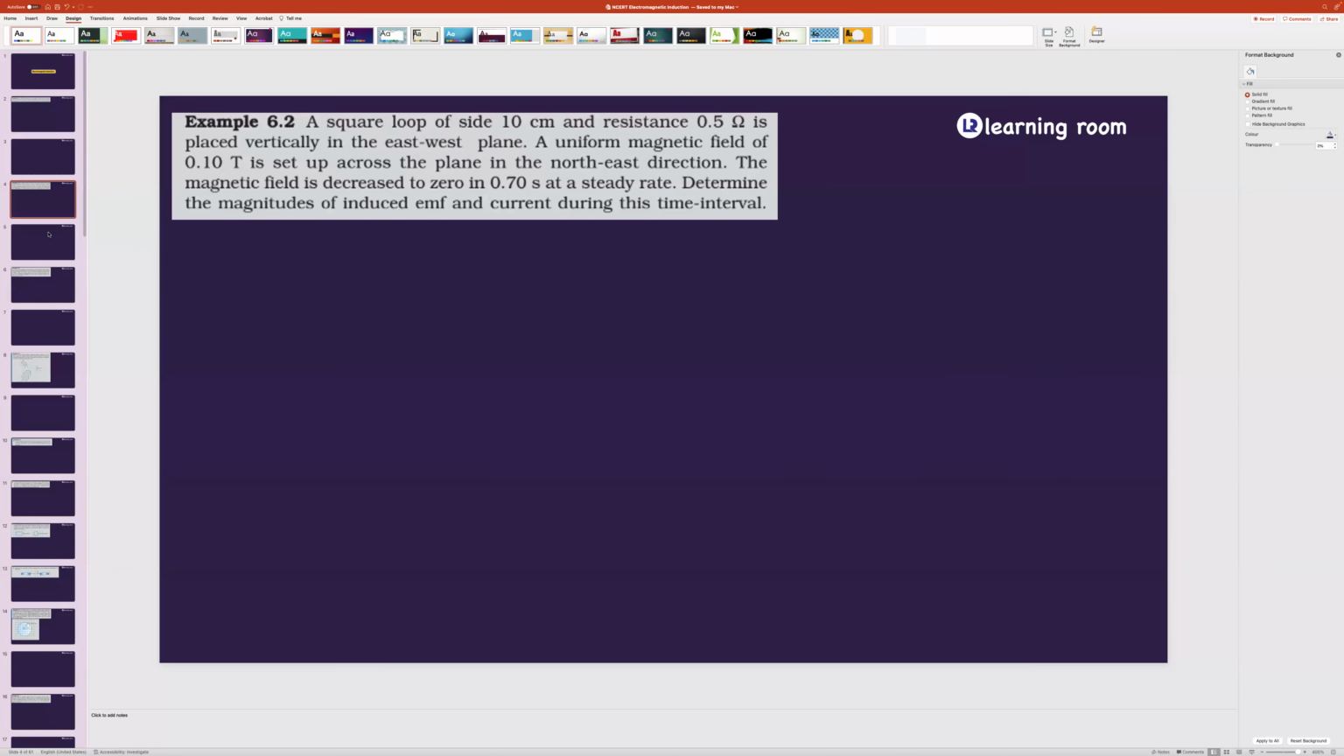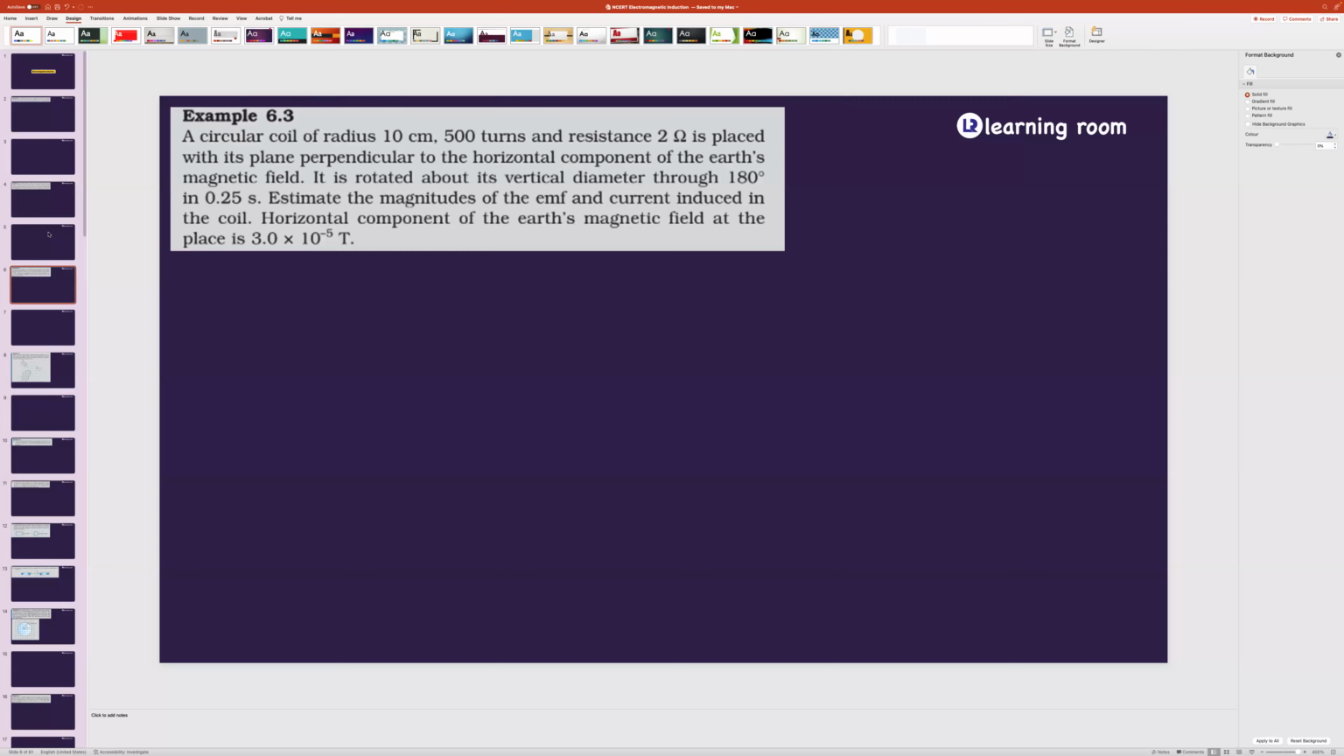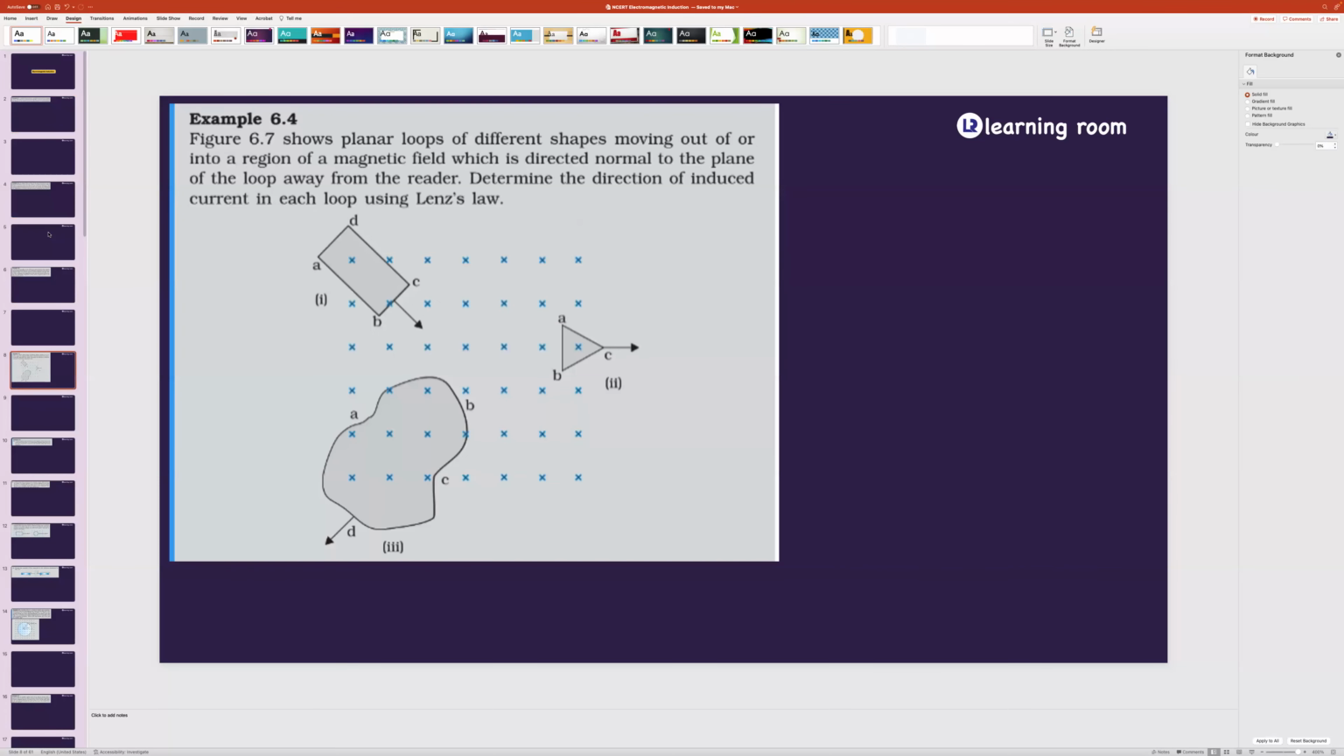So this is the one we solved. You remember? There is an NCERT problem.